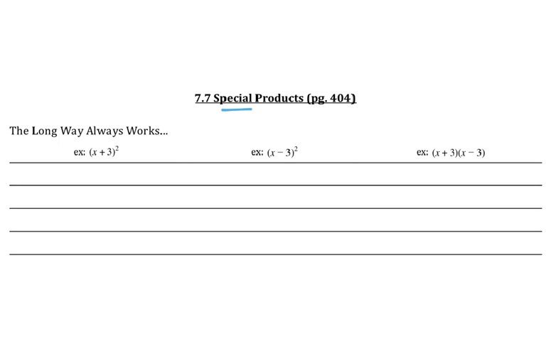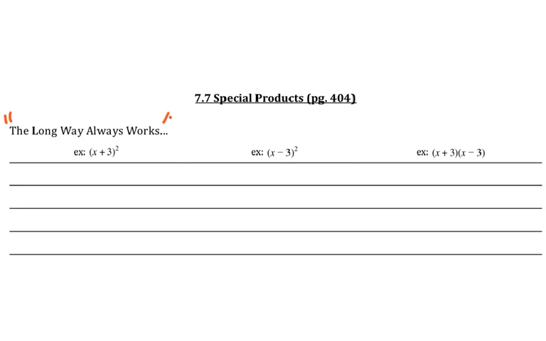These are the special products. As you go through these, really try and work these out and see if you can see certain patterns. Now we have x plus 3 times itself, x minus 3 times itself, and then x plus 3 times x minus 3. And I'm noting that the long way always works.